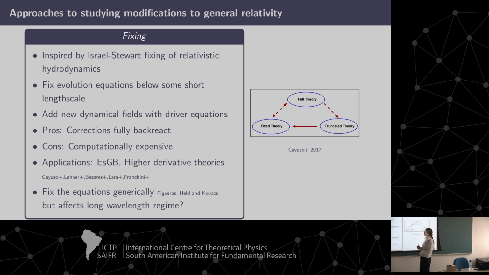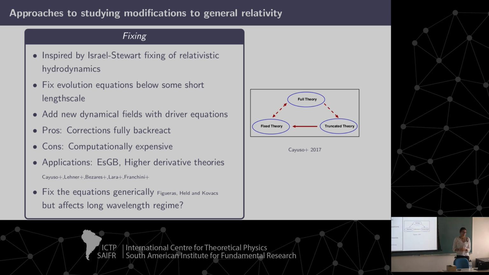The way we do this, the details are not too important, is that usually we just add new fields and give those fields evolution equations. I'm not going to talk about this method too much, but I wanted to mention it because a lot of people in the community have been using it to get the merger in a couple of beyond GR theories, such as higher derivative theories and Einstein dilaton Gauss-Bonnet. This method was kickstarted by Juan Cayuso and Luis Lehner.